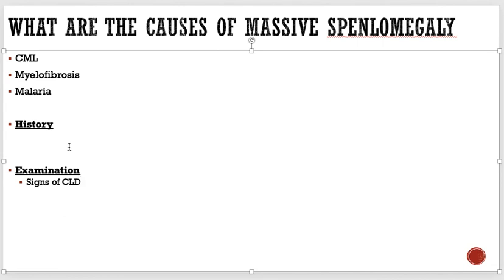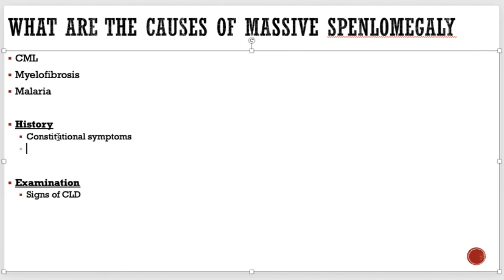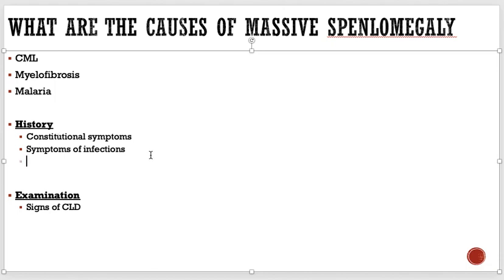H, hematological. Ask about constitutional symptoms. Same thing, which we'll talk about the same. Ask for symptoms of infections, fever and anorexia and all this stuff. Of course, or malignancy also. I should write over here, malignancy.